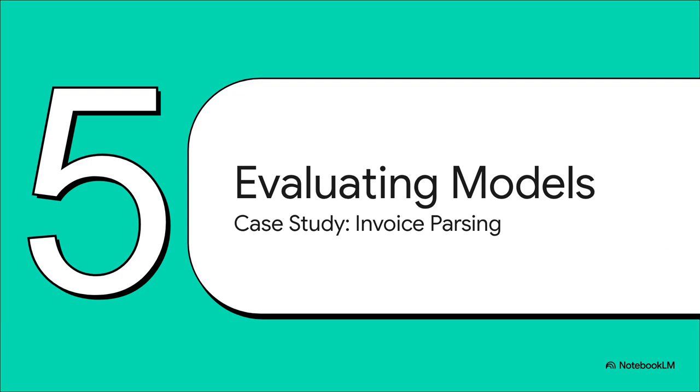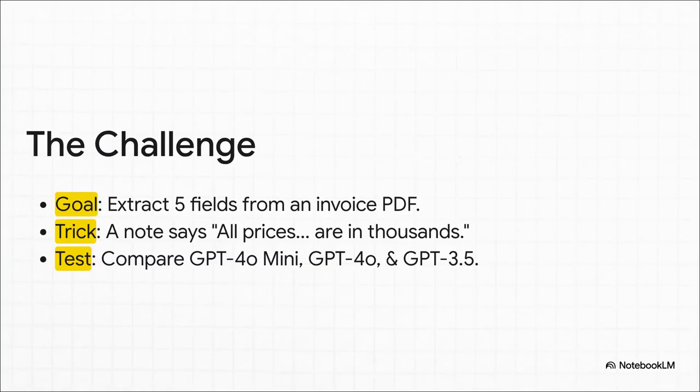All right, we've seen the tools, we've seen the metrics. Now let's put it all together and use them to solve a real-world problem, picking the right model for a job. Let's dive into a case study on parsing invoices. So here's the mission. We need to pull 5 specific pieces of information out of a PDF. But there's a trick. Buried in the text is a little note that says, all prices and taxes are in thousands. That means a total of 150 is actually 150,000. We're going to throw 3 different GPT models at this and see who notices the fine print.